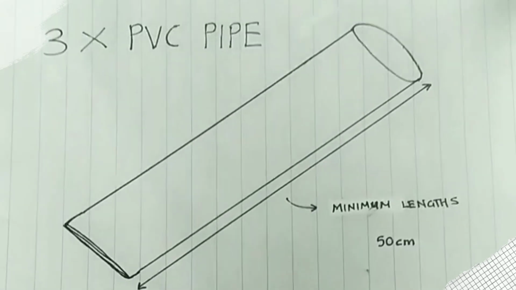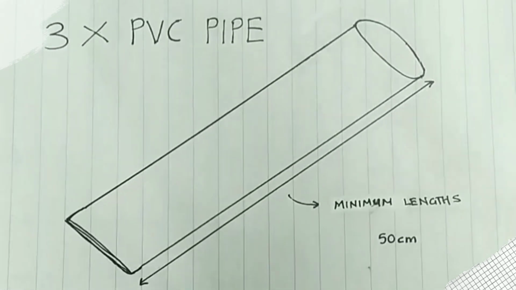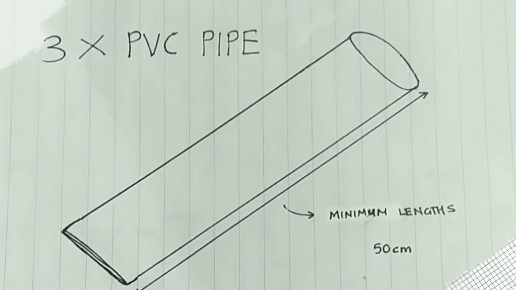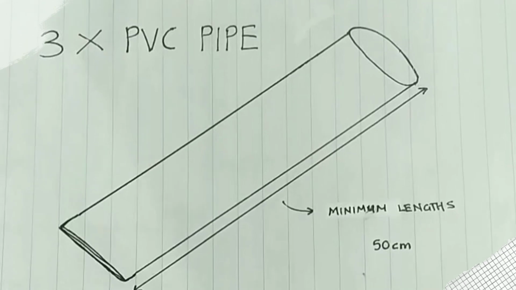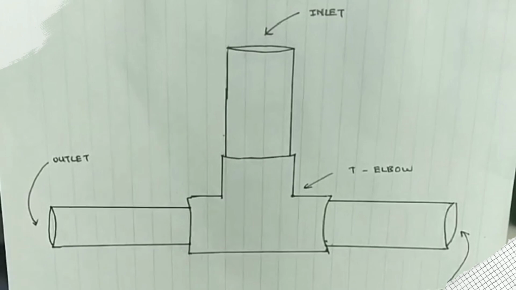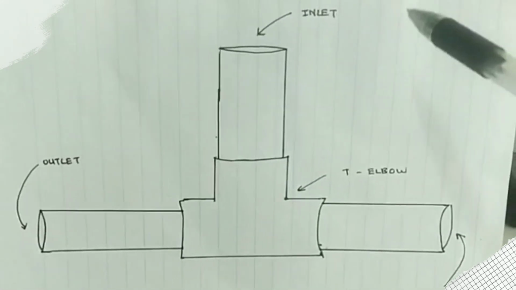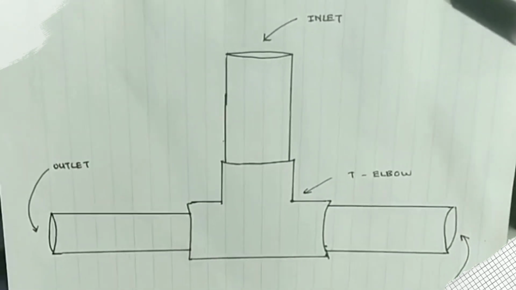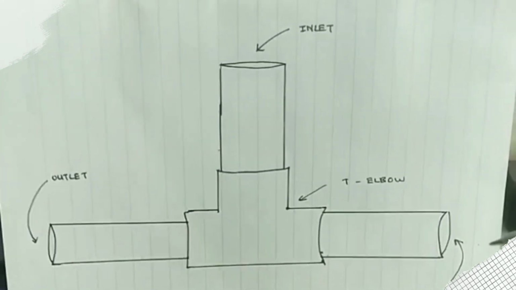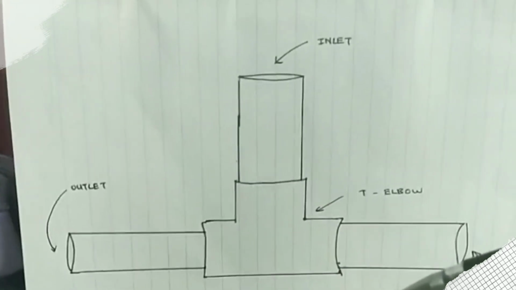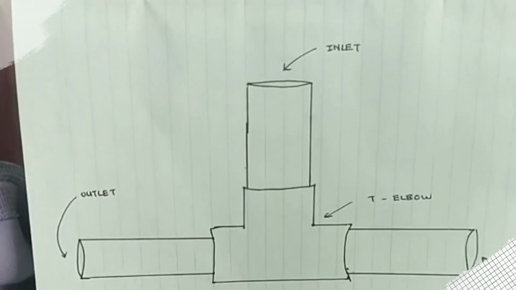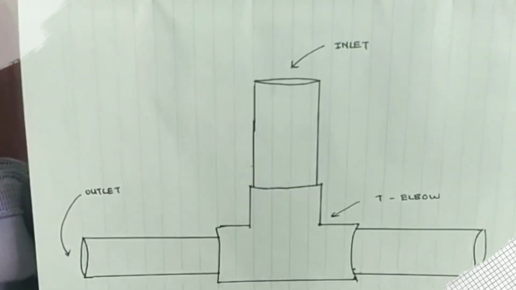To construct a pipe model, we have to prepare 3 PVC pipes with minimum lengths of 50 cm to build a model of a 3-junction pipe. Here, the model of the pipe should consist of one inlet converging into 2 outlets of different diameters. We should use a pipe connector, which is the elbow or reducer, to attach the 3 pipes and build your 3-junction model.